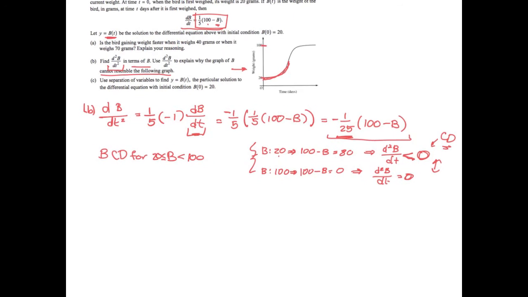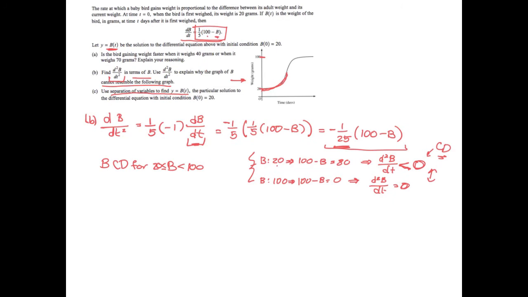In part C, it says use separation of variables to find y equals b of t. So let's go ahead and just separate the variables. That means get all the b stuff on the left and all the t stuff on the right. You'll notice in this question, which threw people during this exam, I still remember when this question happened, and this type of question has popped up a couple times, so I really want to emphasize it as one that's important. If you don't have a t, just get all the constant stuff on one side, and all the b stuff needs to be on the left.